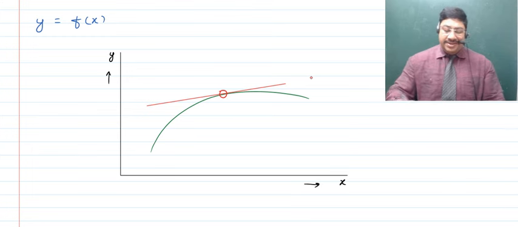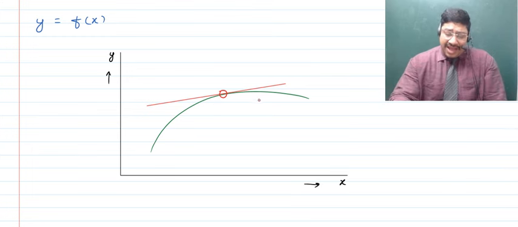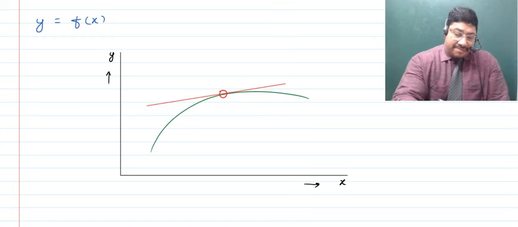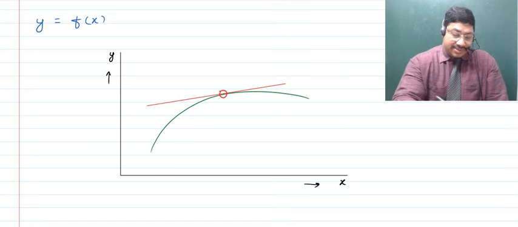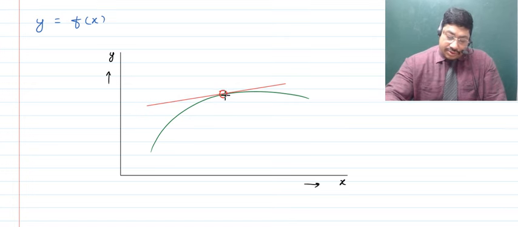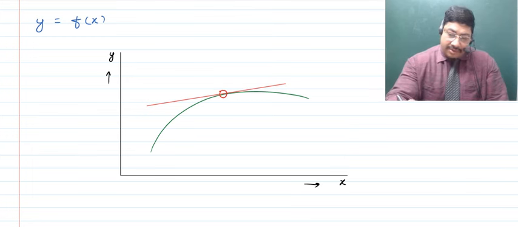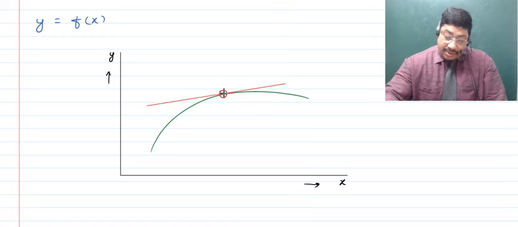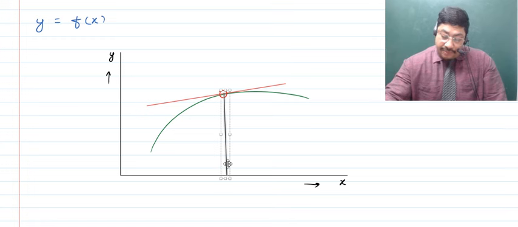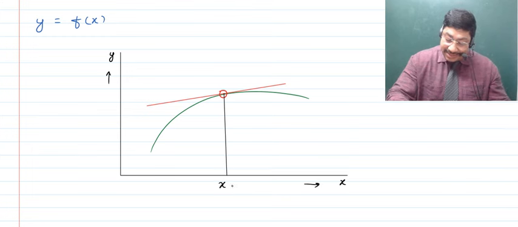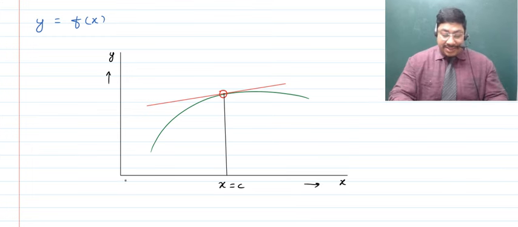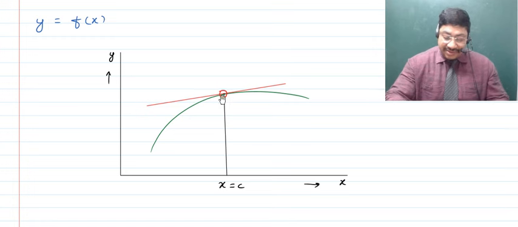So this, children, can be said to be a tangent to this graph at some x is equal to c. If we want to show that this is happening at x is equal to c, then we can just drop a perpendicular to the x-axis. I'm sorry, that will show the point at which you want to find the derivative. So this is x is equal to c, because this distance is the distance along the x-axis. So at x is equal to c, you have this tangent.